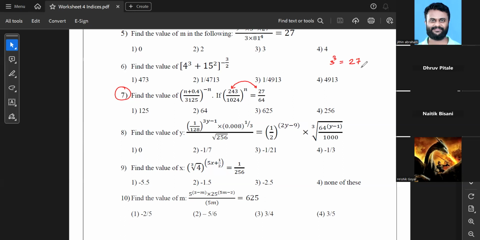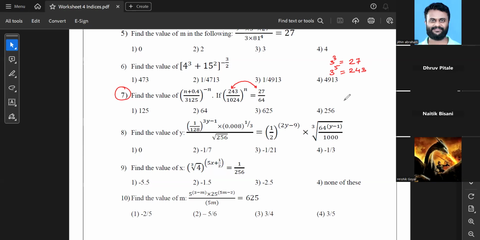3 raised to 5 is 243. 3 raised to 6? Mm, 3 raised to 5, it should be correct. Sir, 3 raised to 5 only. Yes, 3 raised to 5 is 243.